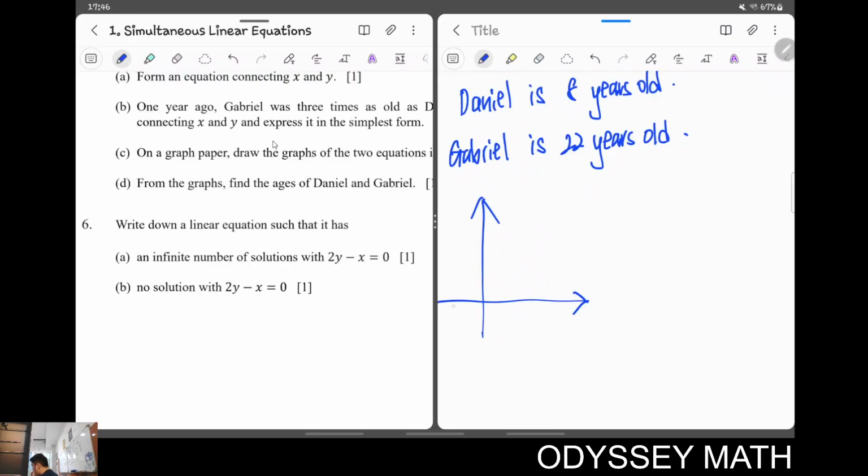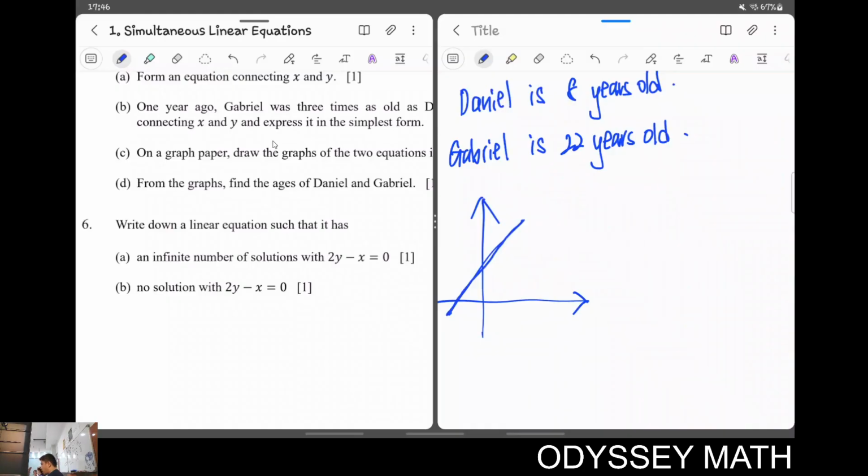Okay, so if parallel lines don't intersect, how do we have infinitely many intersections? The two lines must be exactly the same line. Do you understand? The two lines must be exactly the same line so that they will always intersect each other infinitely many times. Do you understand?